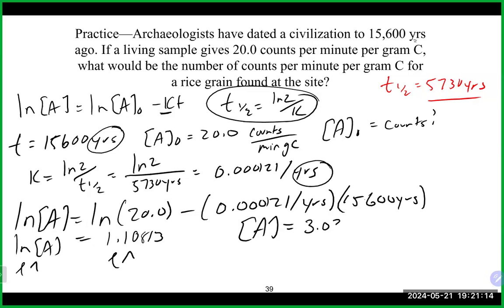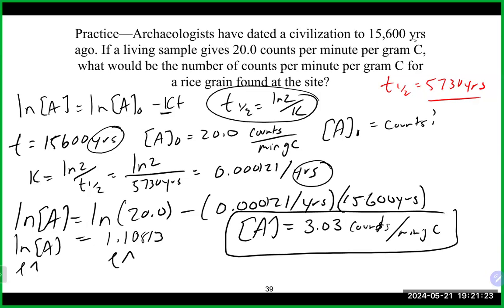The units here would be the same as the first one. These would be counts per minute per gram of carbon in this case. Any questions on that calculation? It is the final calculation, right? So it should obviously have a smaller amount of radioactive decay coming off of it, so it should have a smaller counts per minute than our initial one. Any questions on first order kinetics and radioactive decay?